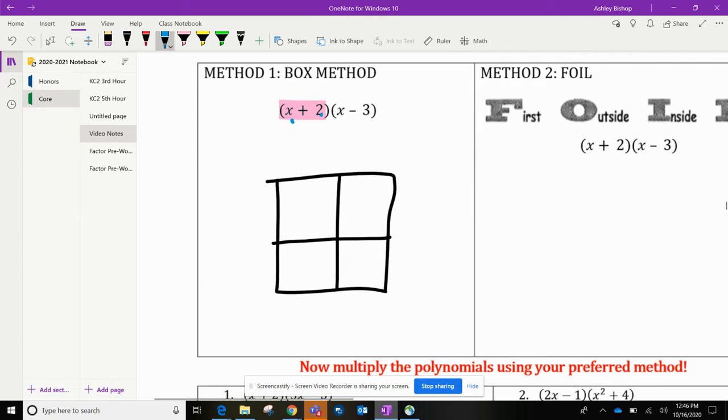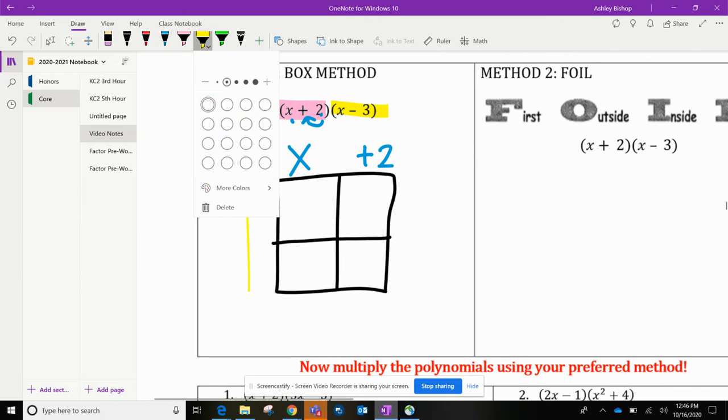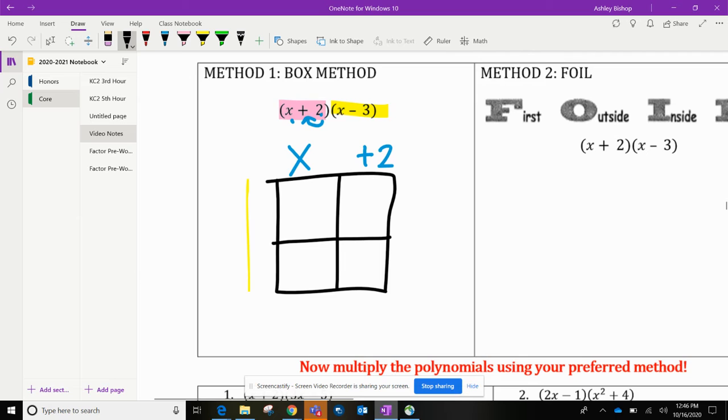So this binomial, I'm going to put on top, x, and then plus 2. Keep that sign in front of your second term. And then along the side goes my second binomial. So I'm going to have x now minus 3. So one of them goes on top and they all get their own spot, and one of them goes along the side. And now we are going to multiply within the boxes.